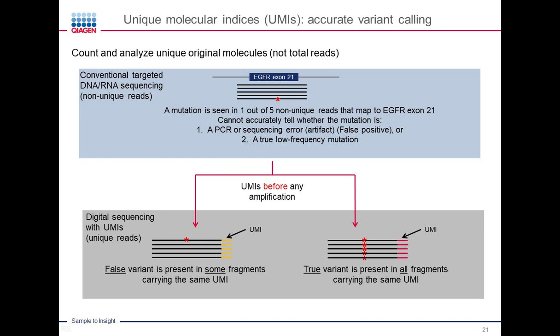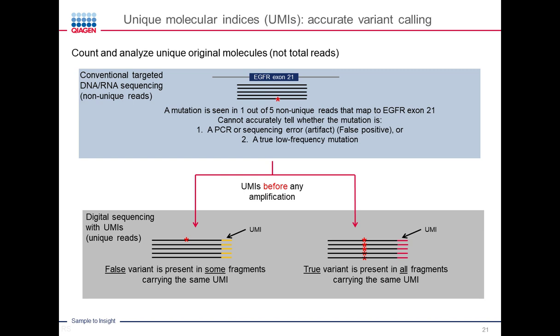And if you only see, let's say, one mutation, as denoted by this red asterisk, in 5 different reads that map back to exon 21 of EGFR, you don't have the necessary statistical power to differentiate between a true low frequency mutation that is actually part of exon 21 of EGFR in your original biological sample, or a PCR or sequencing error, basically a false positive in your data.